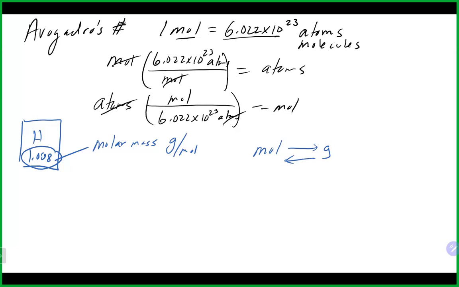Now, you could do this for just an element by itself. So the molar mass of hydrogen would be 1.008 grams per mole, and you can use this as a conversion factor. The number stays with the grams, and it's always 1 mole, basically. So the mole is always 1, and the number stays with the grams part.